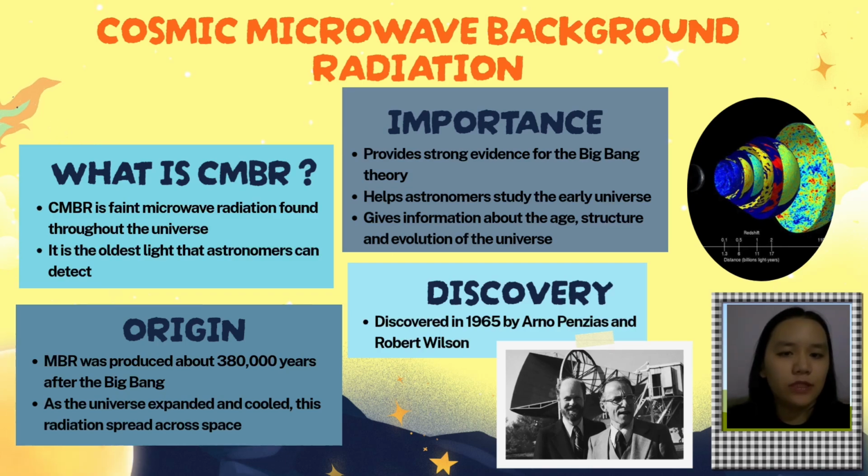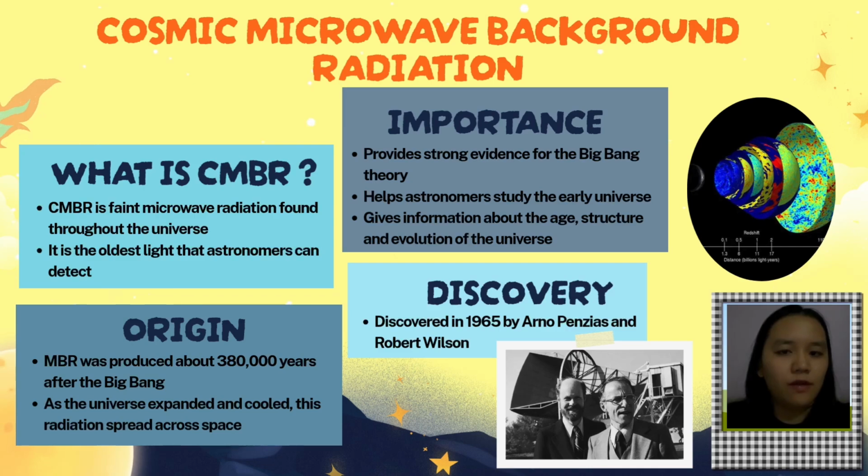CMBR is very important in radio astronomy because it provides strong evidence for the Big Bang theory. By studying this radiation, astronomers can learn about the early universe in age, structure, and how it evolved over time. This radiation was discovered in 1965 by Arno Penzias and Robert Wilson using a radio antenna.